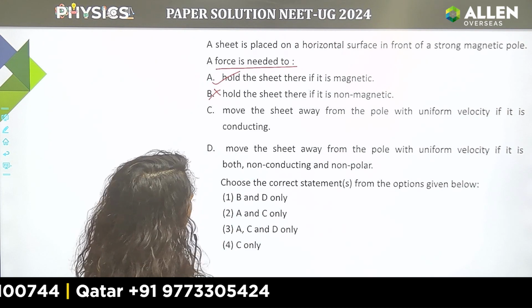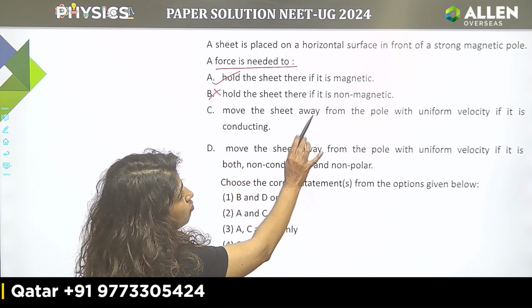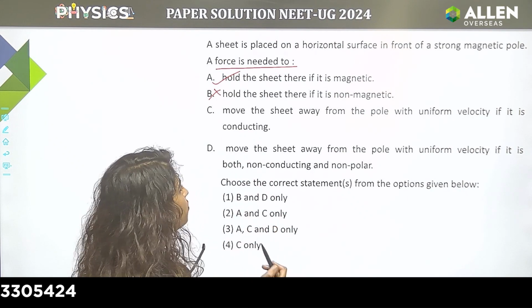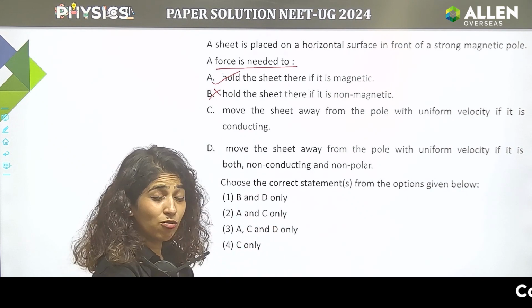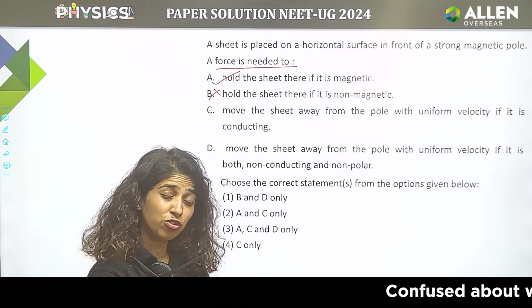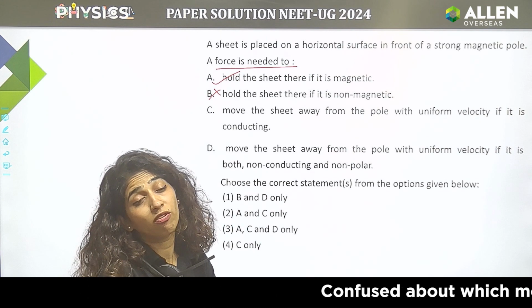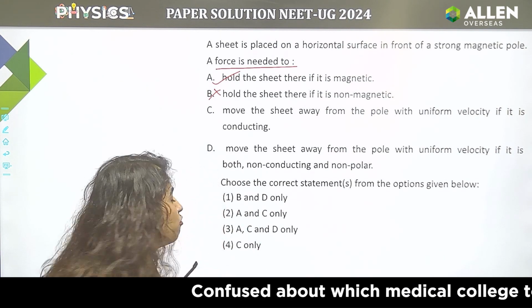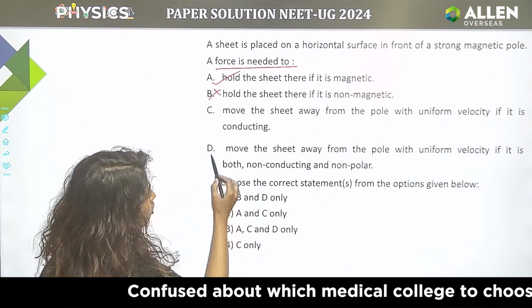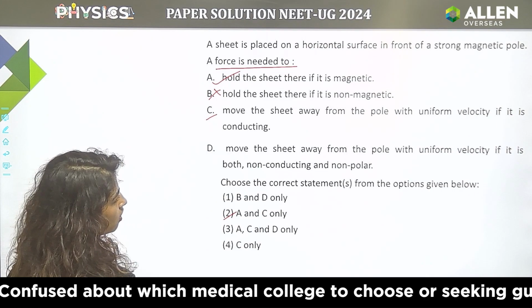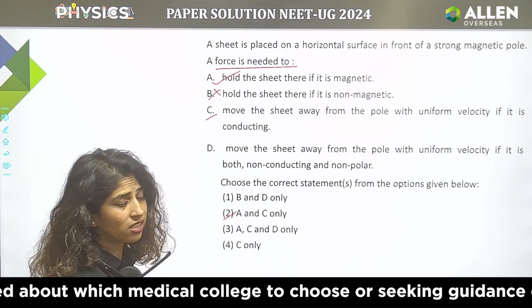Now, what if the sheet is moved away from the pole with a uniform speed, if it is conducting? If it is conducting, there is going to be an eddy current induced in it, which is going to oppose that motion. So we'll again need force to balance that opposing force due to eddy current, right? So even this is correct. So option A and C are correct. If it is non-conducting, then that force is not needed.